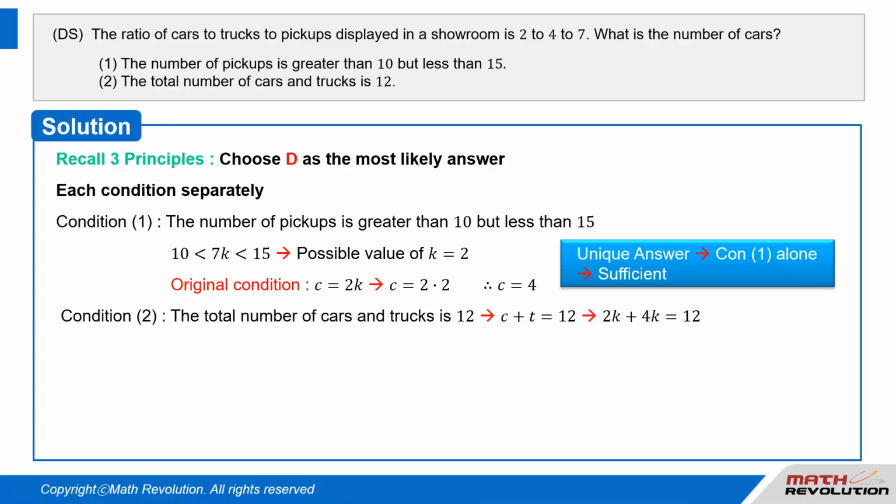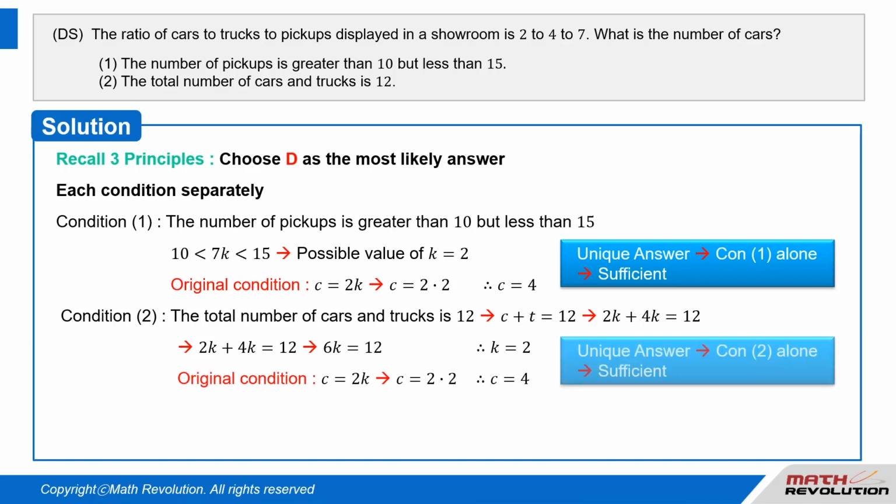Condition 2 tells us the total number of cars and trucks is 12. That is, C plus T equals 12, or 2 times K plus 4 times K equals 12. Adding like terms gives us 6 times K equals 12, or K equals 2. So the number of cars is 2 times 2 equals 4. Since it is a unique answer, this condition is sufficient.